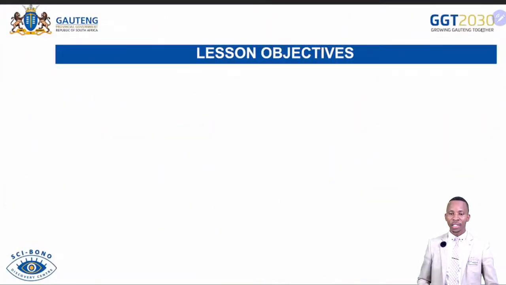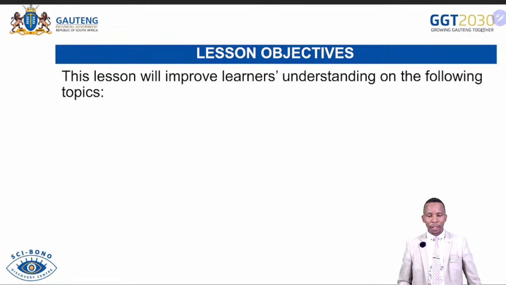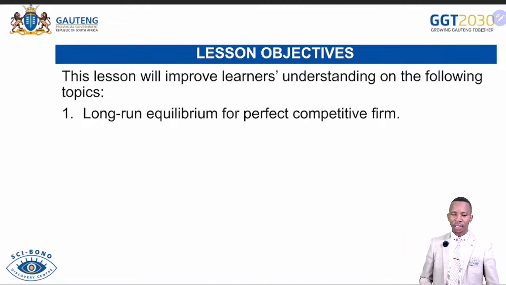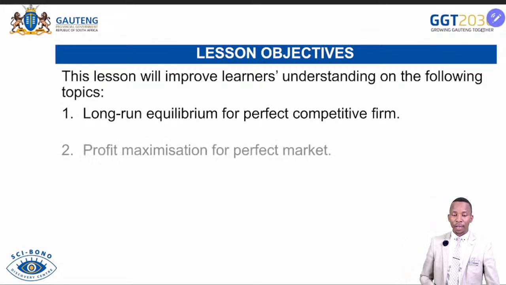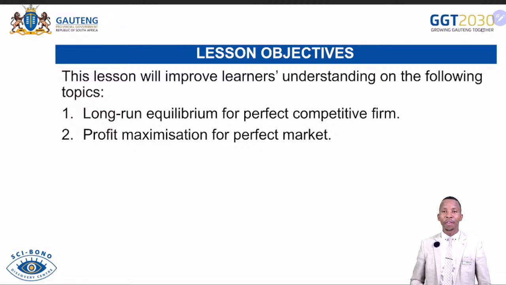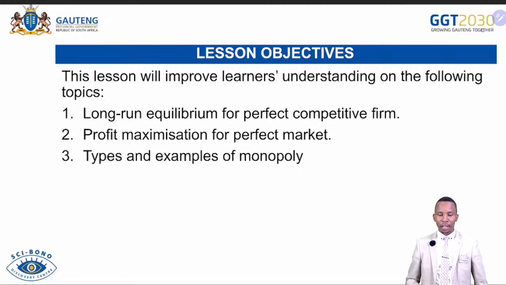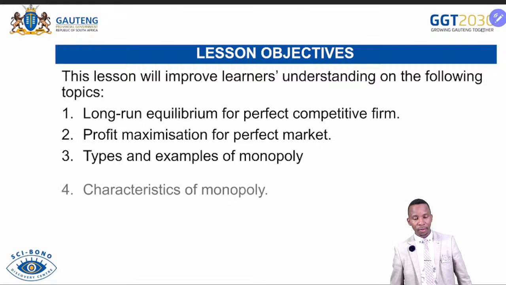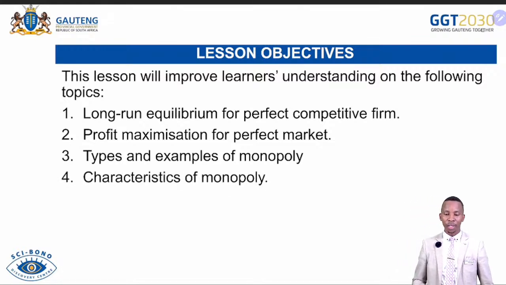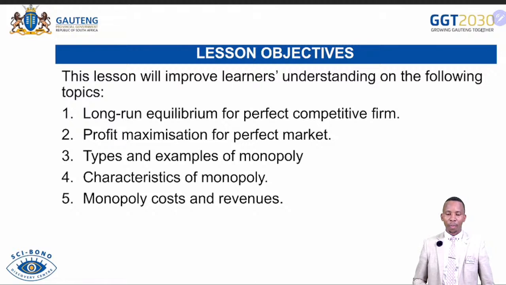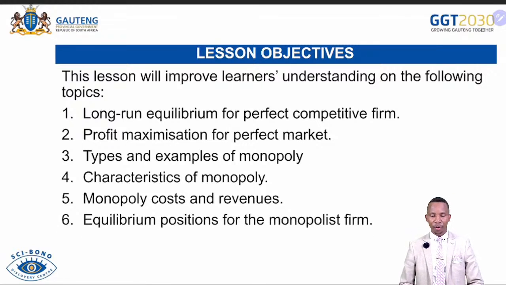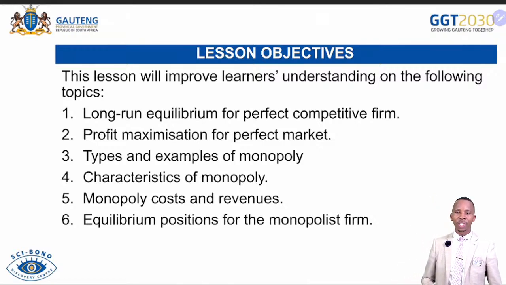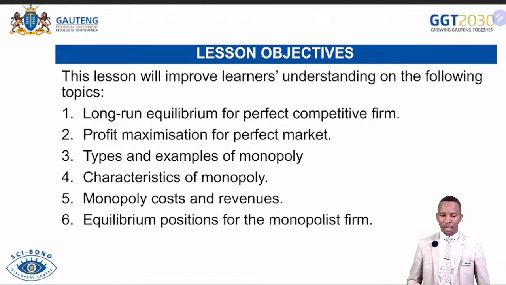So these are the lesson objectives. This lesson will help you as a learner to understand the following: the long run equilibrium for the perfect market, profit maximization for the perfect market, types and examples of monopolies, the characteristics of monopoly, monopoly costs and revenues, and equilibrium positions for the monopolies. These are the main objectives for this lesson for the day.